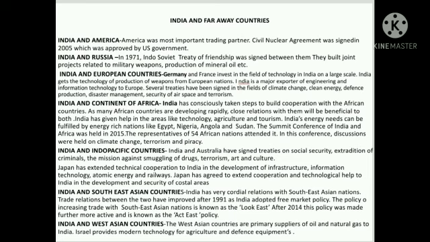India has consciously taken steps to build cooperation between India and the continent of Africa. India's energy needs are fulfilled by the energy-rich countries like Egypt, Nigeria, Angola and Sudan. The Summit Conference of India and Africa was also held in 2015. In this conference, 54 African countries attended, and various issues were discussed like climate change, terrorism and piracy.